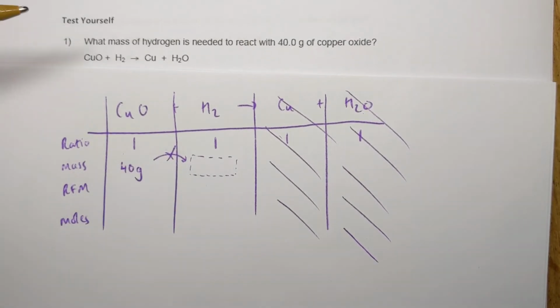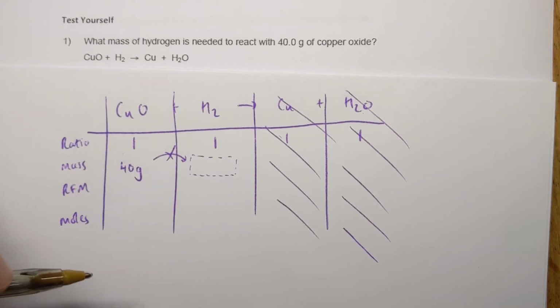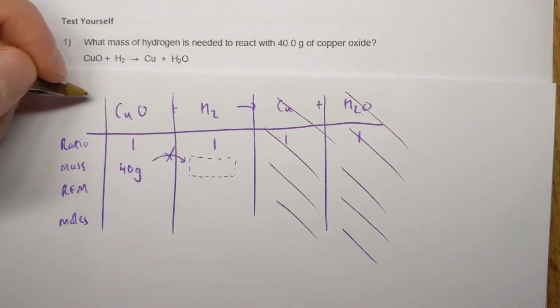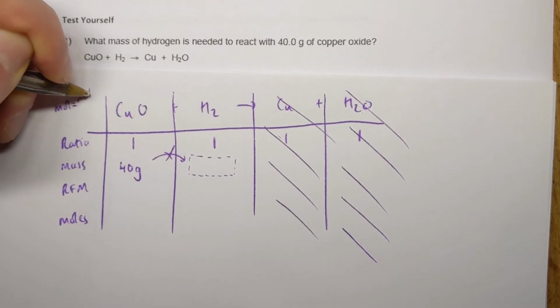So that's where you actually start. Your first step in this question is to calculate the moles of the one they give you the mass for. And you should remember your equation for moles. Moles is mass over RFM.